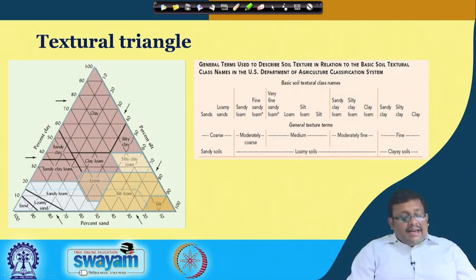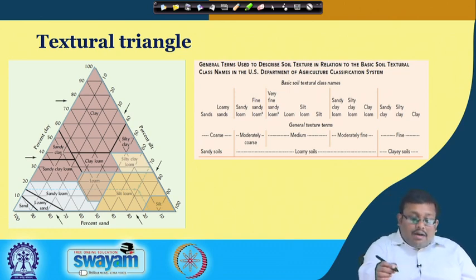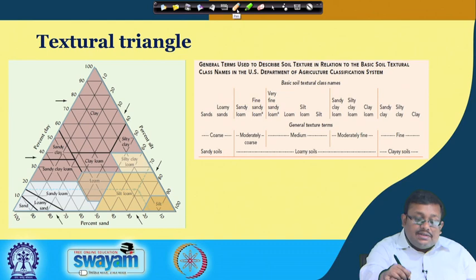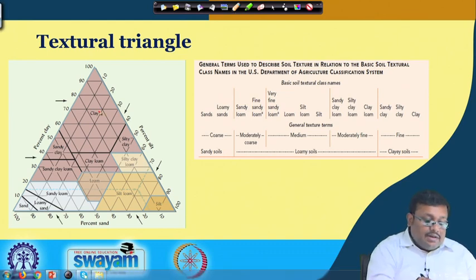So, textural triangle, as you can see, this is a textural triangle, we call it USDA textural triangle, and in this textural triangle you can see there are 12 different textural classes. So, what are these textural classes? As you can see, it starts from clay, and also silty clay loam, silty loam, clay loam, sandy clay loam, sandy loam, loamy sand and sand.